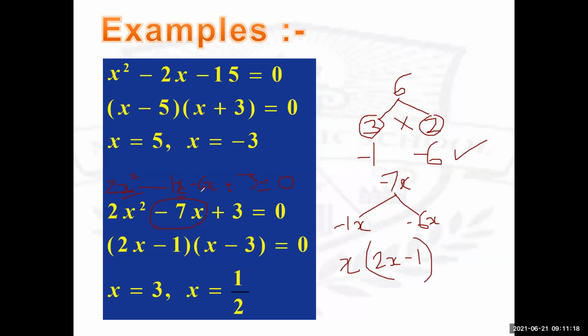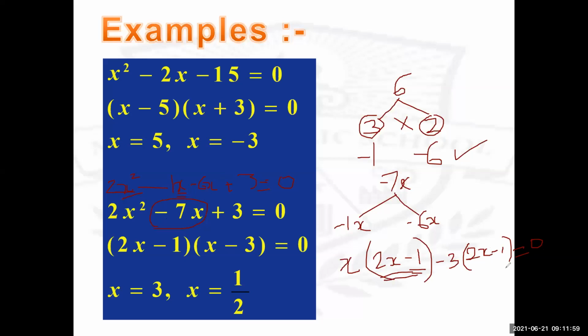Now from minus 6x plus 3, you'll get 3 common. Remove minus 3 out, because here you want a negative sign in between. So when minus 3 comes out, you are left with 2x minus 1, and that equals 0. So x into 2x minus 1 minus 3 into 2x minus 1 equals to 0.